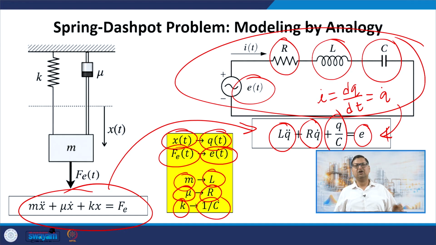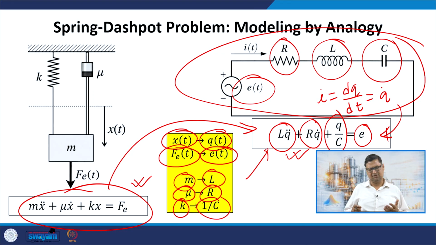Why is it good? Because mathematically both equations are the same, and I may have algorithms or codes which can solve this RLC circuit, and I can simply use the same code to solve the Spring-Dashpot problem by simply changing m with L, or L with m, R with mu, 1 by C with k, and so on. I can make a one-to-one mapping of variables. I simply change all the variables, and I will basically use the same code which I have got for the electrical circuit to solve the Spring-Dashpot problem. It is a highly powerful tool if one thinks about it.